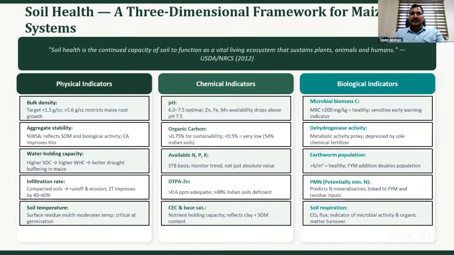But in Indian soils, more than 50% of soils are below 0.5% organic carbon. So this condition is very worrying. If you see the biological indicators, microbial biomass carbon, dehydrogenase activities, earthworm population, mineralizable nitrogen, soil respiration, these biological indicators are very sensitive and very early indicators. They show the soil's metabolic health.